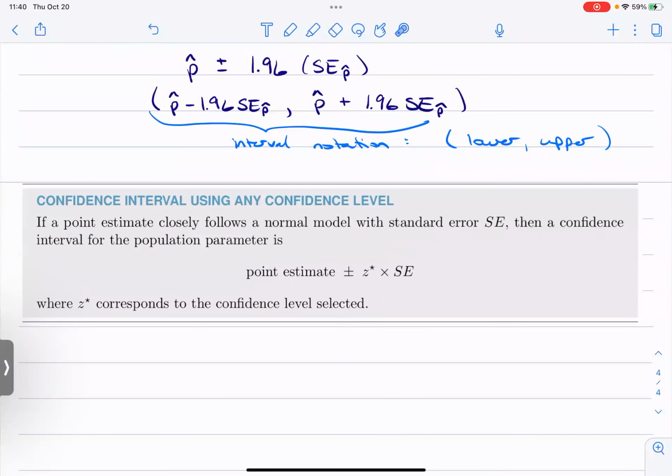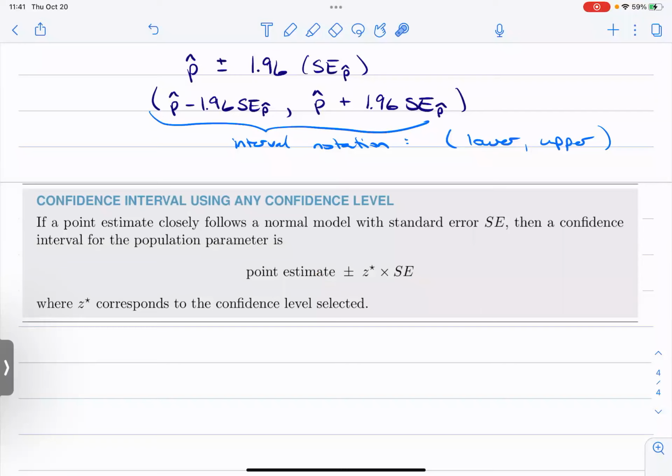So if a point estimate closely follows a normal model, which later on we're going to move away from, but that's for numerical data, so we've got some time still. With a standard error of whatever SE, then a confidence interval for the population parameter is the point estimate. Notice how generic it is, right? Because we're going to be talking about different point estimates and the different standard errors of those point estimates. So this is really just kind of a template that we'll be able to use.